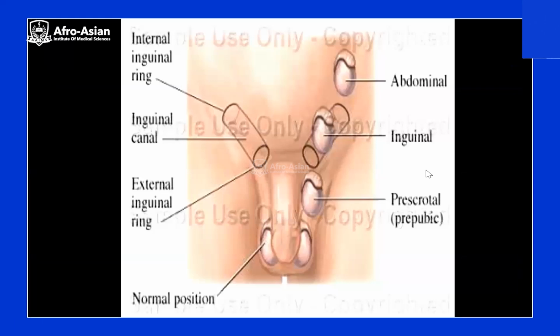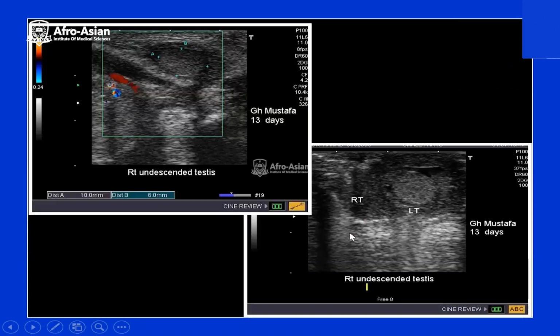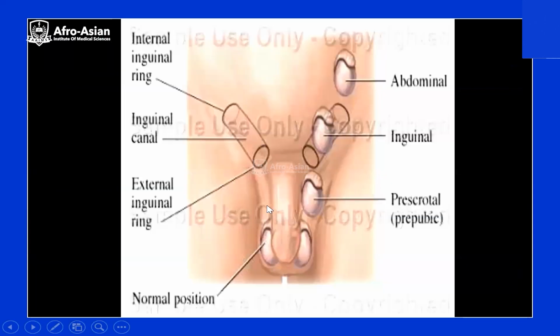These are the areas where we can look for abdominal testicles: inguinal, the prescrotal, which is prepubic on the side, and then the normal position, the scrotum. So we can find undescended testicles at these three levels. One is the prescrotal, which is prepubic, inguinal, and abdominal.